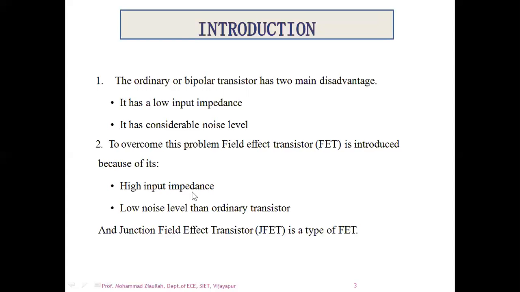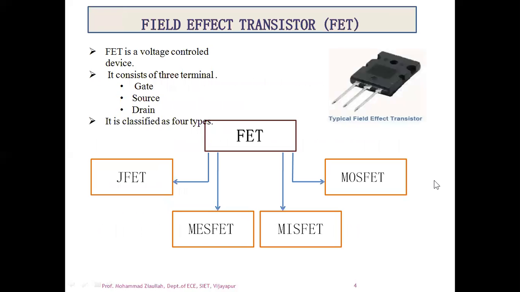The FET is again subdivided into two categories. First is the junction field effect transistor, JFET, and the other is MOSFET. This JFET falls under the category of field effect transistor, where the JFET gives a high input impedance and the noise level compared to the bipolar is less.